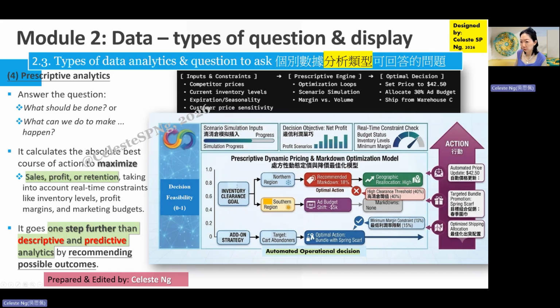And this action could be meant to maximize sales, profit, or retention. It could be anything. Okay, by taking into account the real-time constraint. For example, it could be what inventory level, profit margin, marketing budget, and so on. Right, and here, let us see in this diagram, the prescriptive analytics that is shown here is about the dynamic pricing and also the markdown optimization model.